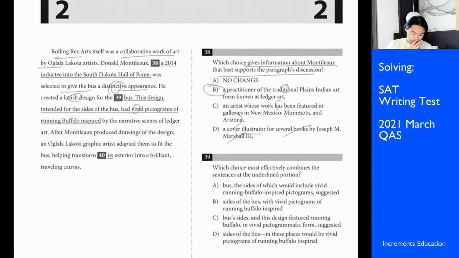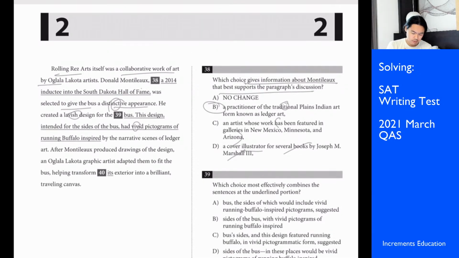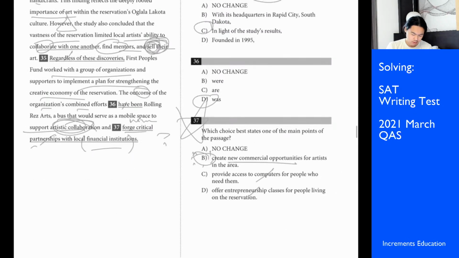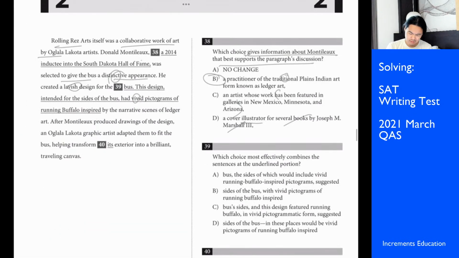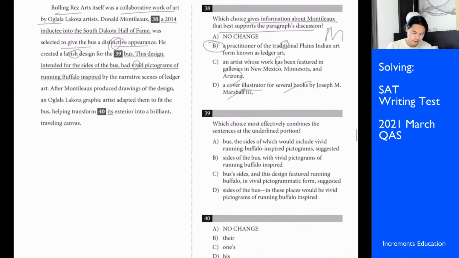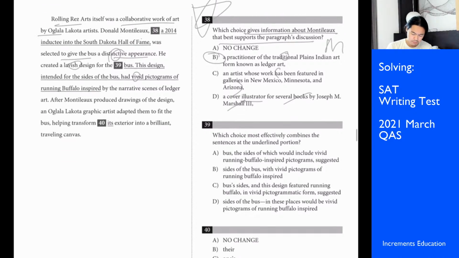Maybe I think B is the closest. Ledger art. Yeah, I'll go with that because that's the one that's full. I want to talk about the art itself, and B is the closest. I feel a little iffy about that. Okay, I feel that's a little sketch. Gonna come back. Okay, let's come back.